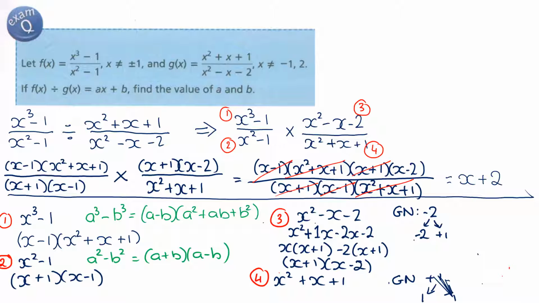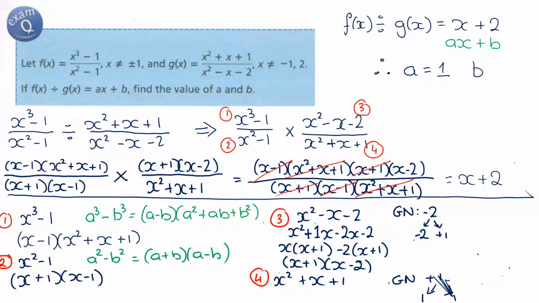Okay. So if I just move up here, f of x divided by g of x gives me x plus 2. And they told us that it will be in the form of ax plus b. So therefore, a is equal to the number in front of x, which is just 1, and b is equal to the constant, which is 2. So just be careful. This here is a correct answer, but it's not really the correct answer to what we were asked. So do remember, what am I being asked?